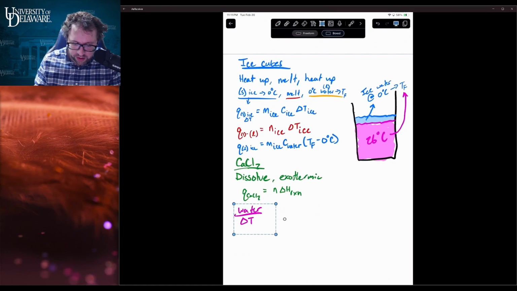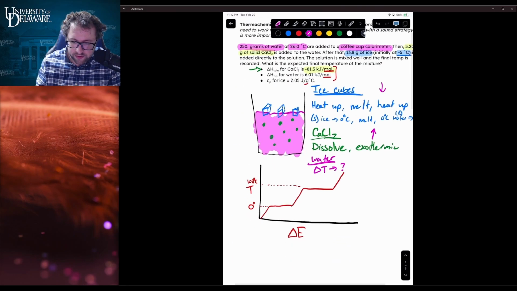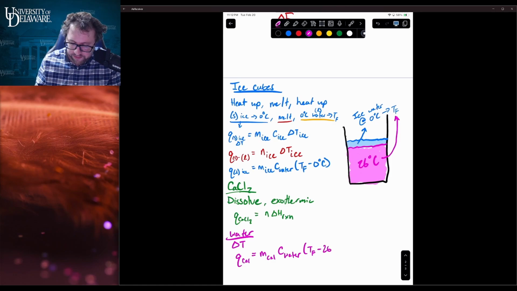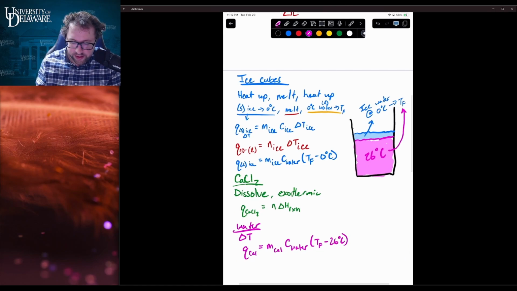And then lastly, our water here. This is going to be just a Q equals m c delta T. We'll call this our calorimeter, just to keep it. I don't like that it looks like CaCl, but we'll leave it that way. So this is the mass of the water in the calorimeter times the specific heat of water times TF minus the initial temperature of this, which was 26, minus 26 degrees C. I probably should have called this TI since everything else here is variable. Let's just make that TI.